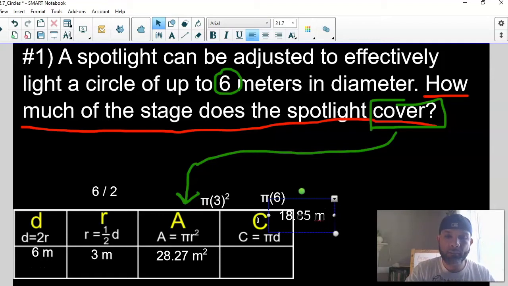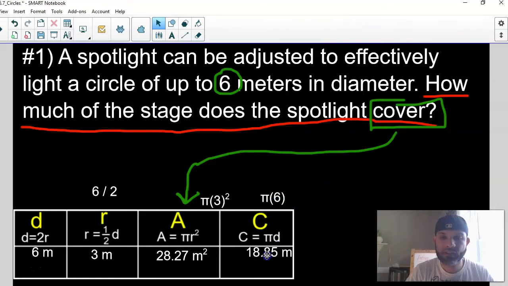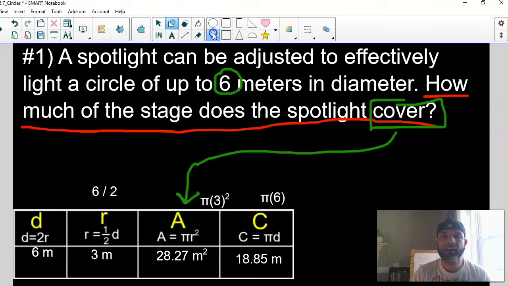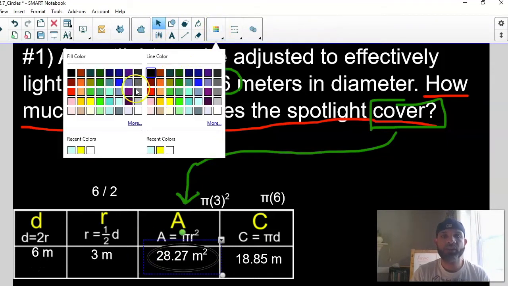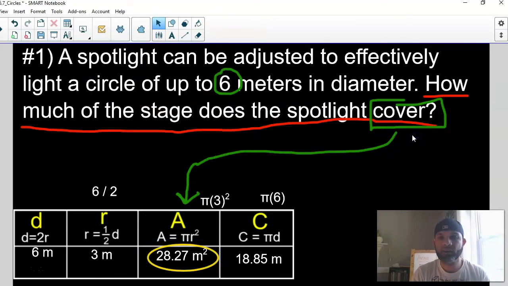18.85 meters, right? Not squared, it's not area. But how much of the stage does the spotlight cover? Our answer is right here. That's our answer: 28.27 square meters. And we know it's talking about the area because of our keyword, cover. So that is the answer to our question.